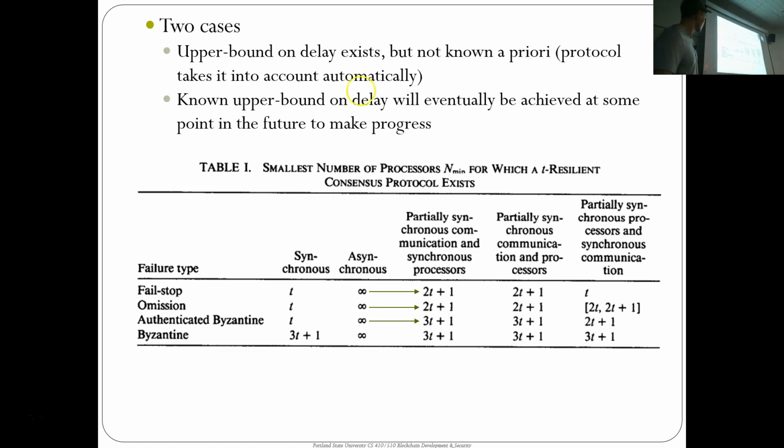The first two columns are the number of nodes that you need in the protocol for a synchronous assumption and an asynchronous assumption. Unsolvable means being infinite. But if you have these partial synchrony assumptions, you can then go back to only needing a majority to be non-malicious, or needing two-thirds non-malicious, in order to make progress. So that's what this paper talks about.